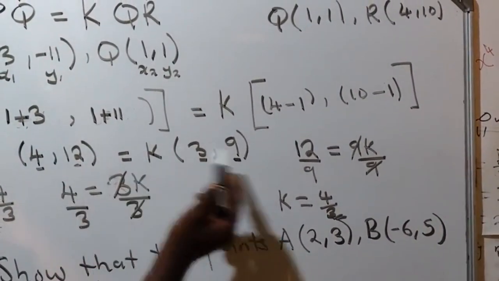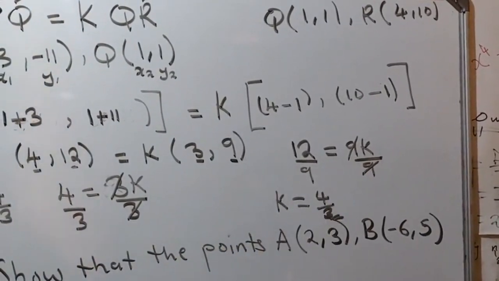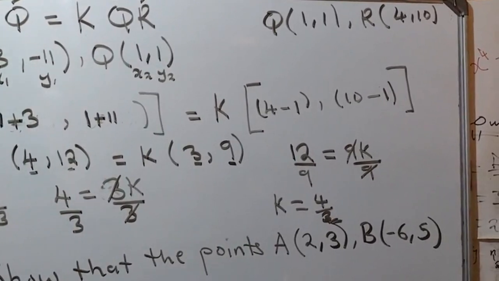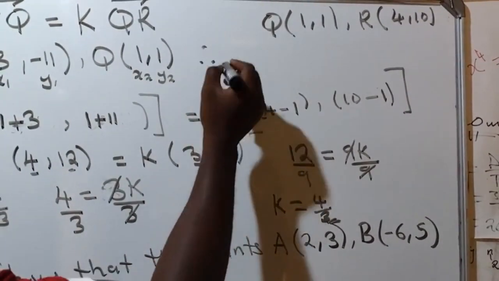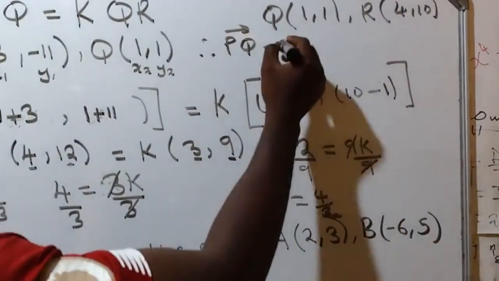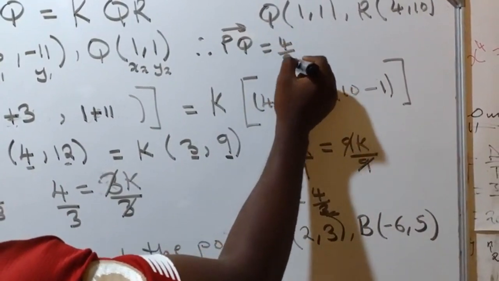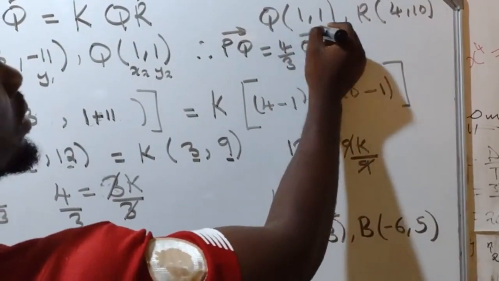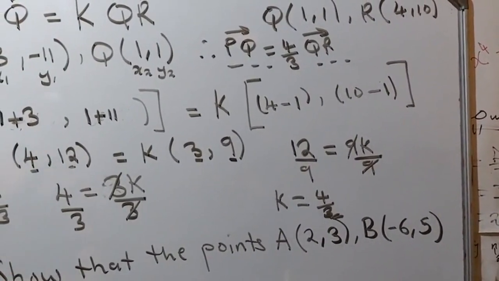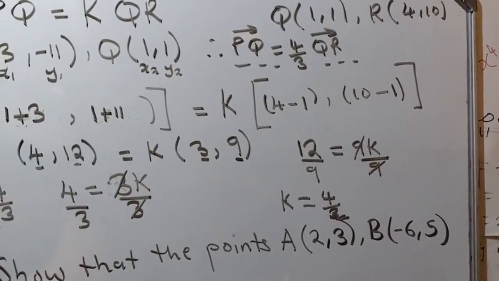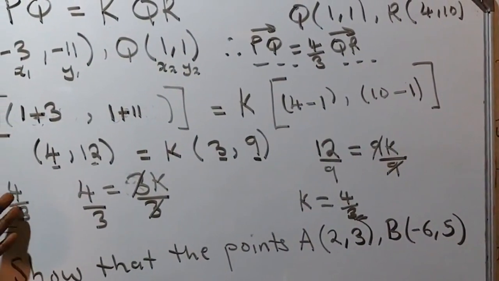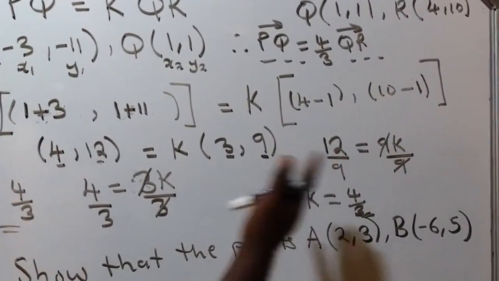Again, when we use the y coordinates, we are still getting the same scalar multiplier, which is k equal to 4 over 3. So this tells us that the points P, Q, and R are collinear. Here we just conclude, therefore, this vector PQ is equal to 4 over 3 of QR. So this shows you that the points P, Q, and R are collinear. You can write that statement, they will mark you in an exam, provided that you have shown this information. In an exam, like for last year, this question was carrying 5 marks. They will just give you 5 marks just to show this.